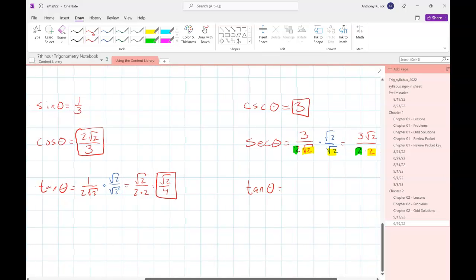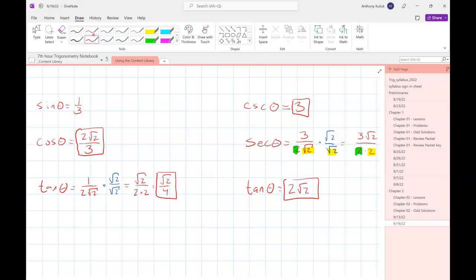Tangent theta. I would write 2 square root of 2 over 1. I'm not going to bother with the over 1 part, though. It's not wrong if you put it there, but it's kind of unnecessary, so I'm just going to forget about it.